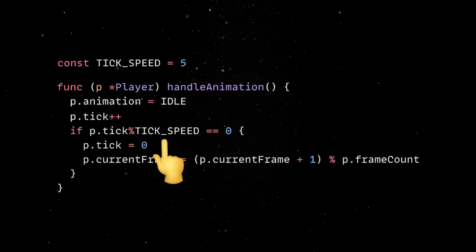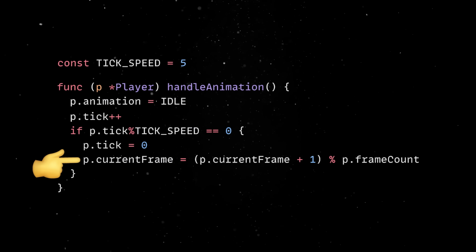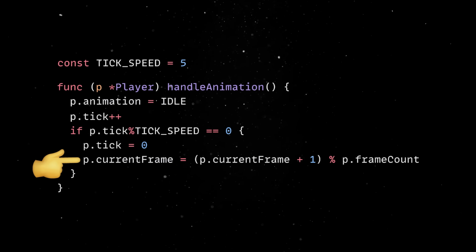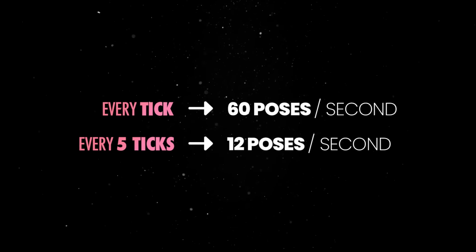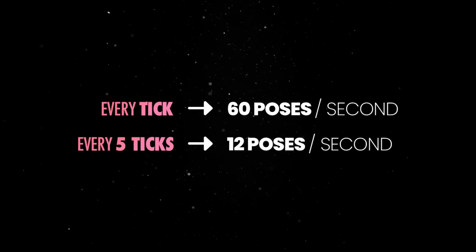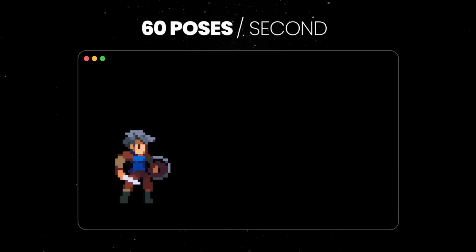and then every 5 frames we'll increase our current frame by 1. This will give us a pretty natural idle animation. You could also update the current frame on every tick, but this means the character will go through 60 poses in the span of a second, which looks more like a panic attack than an idle pose.